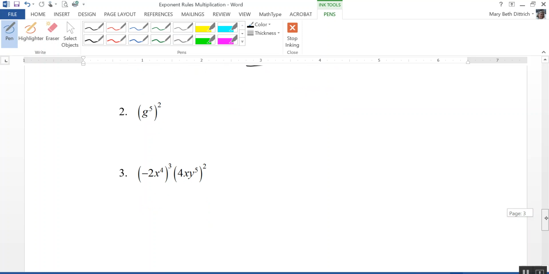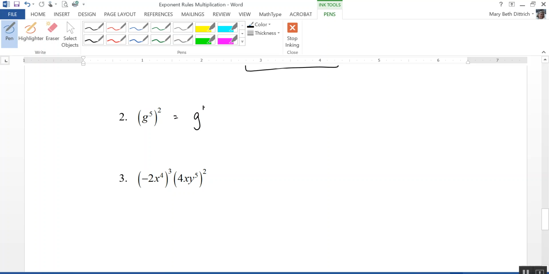Number 2 says g to the fifth squared. In this case, I'm just going to multiply my exponents. This is a power of a power, so g to the 5 times 2, or g to the 10th power.